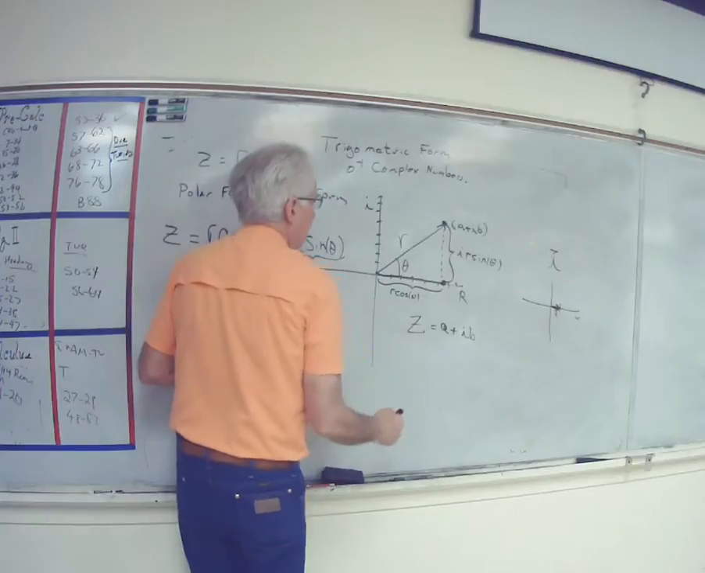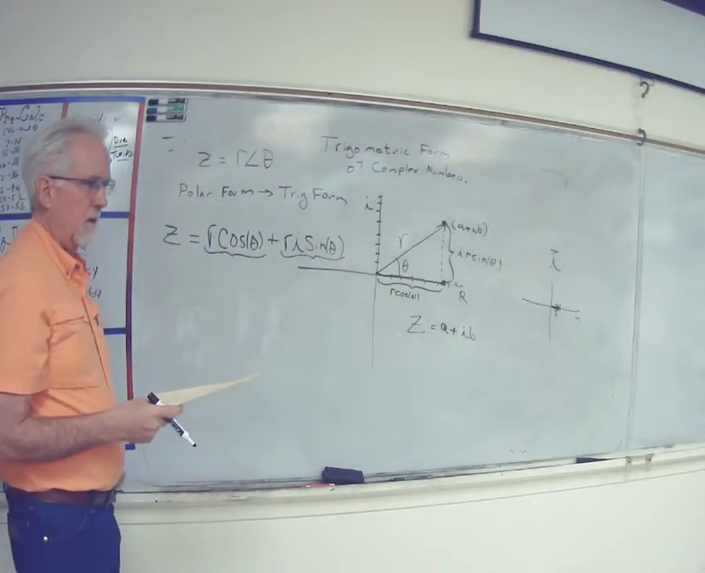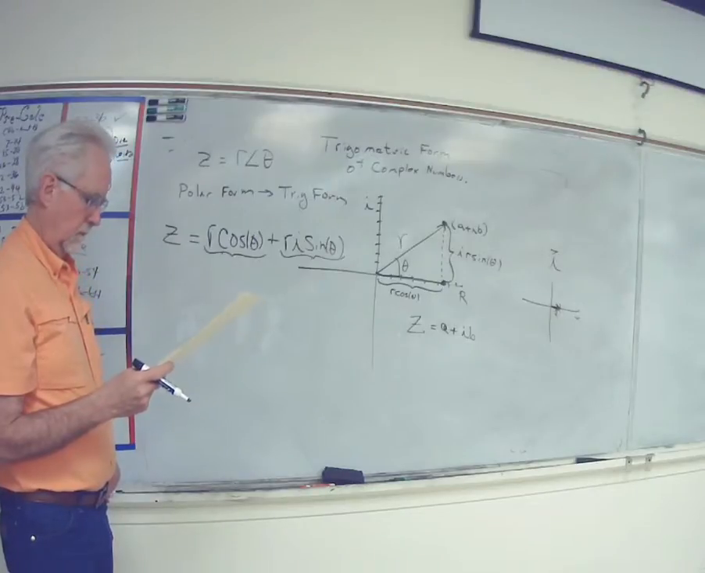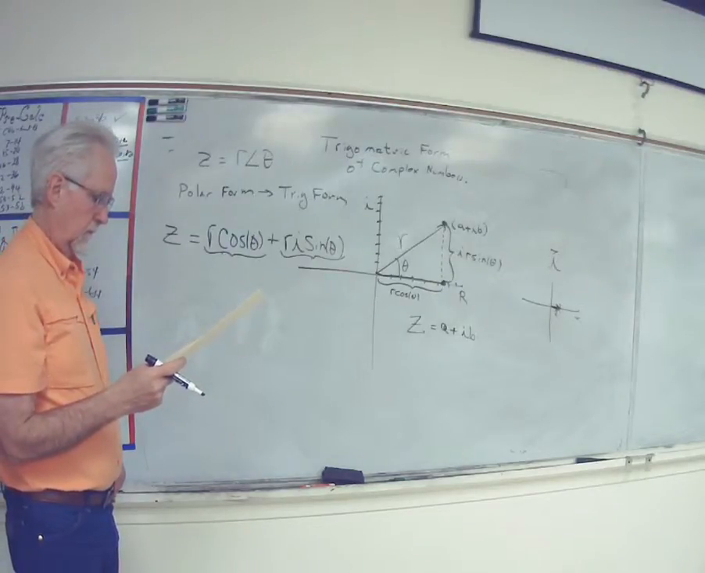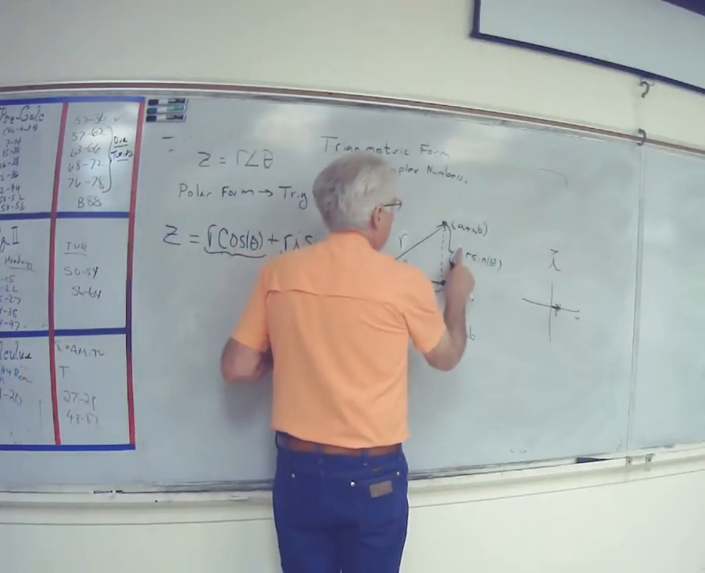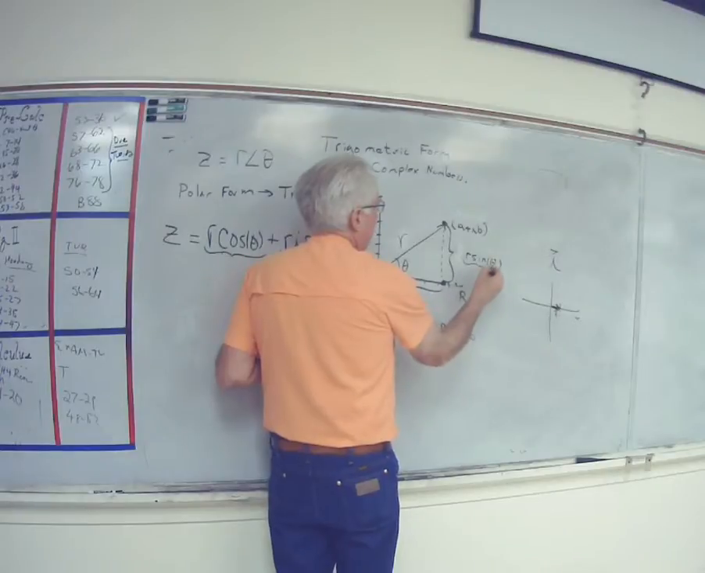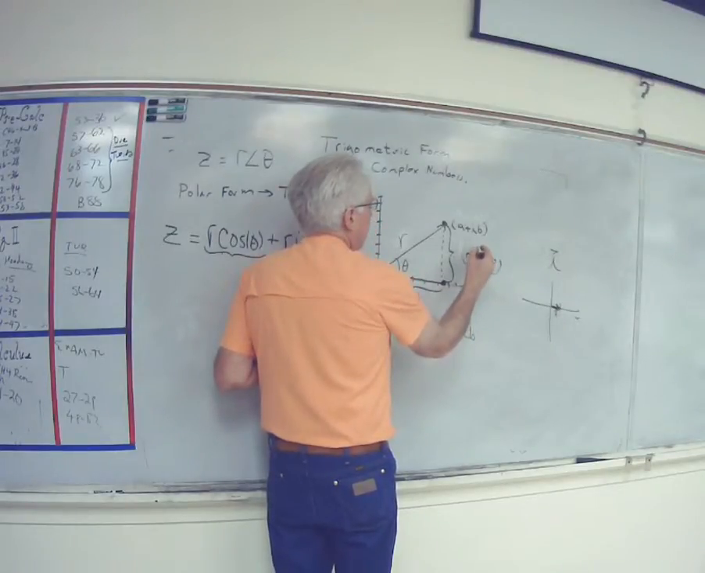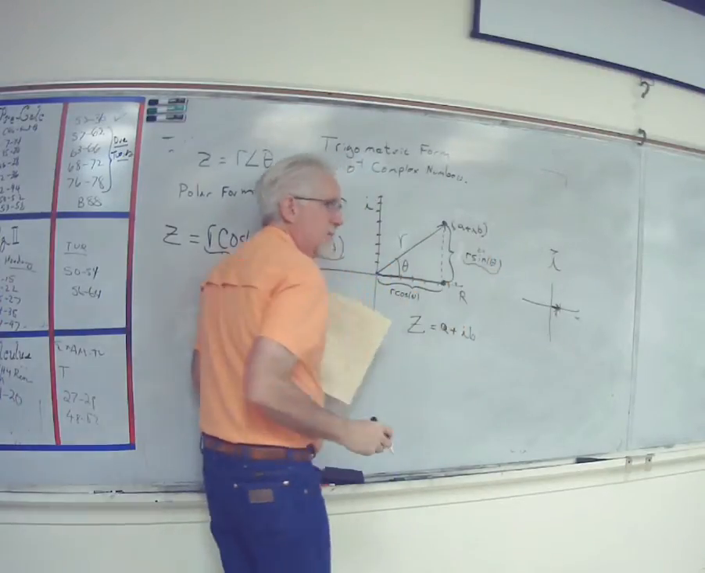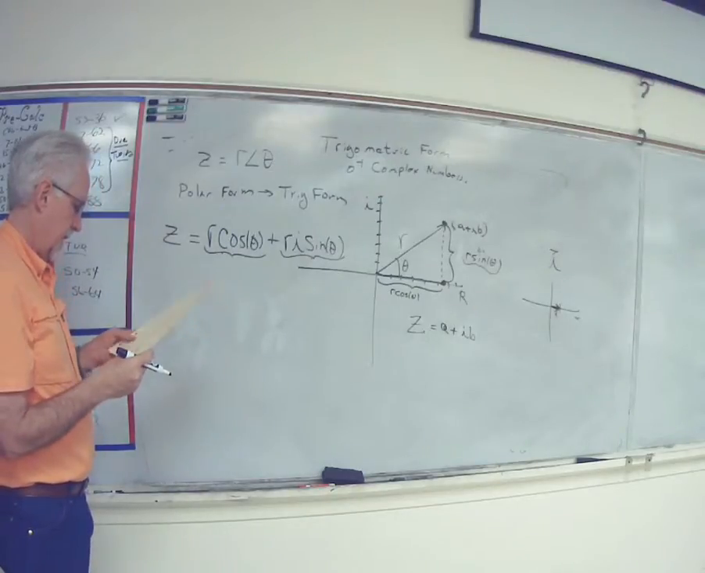You wrote it over here as R I sine of theta. Does it matter? Well, if you drew it like this, how long is this? It's R sine theta, so B is equal to R sine theta, and then when you write it like this, the I comes in. So you just have to keep track of it.